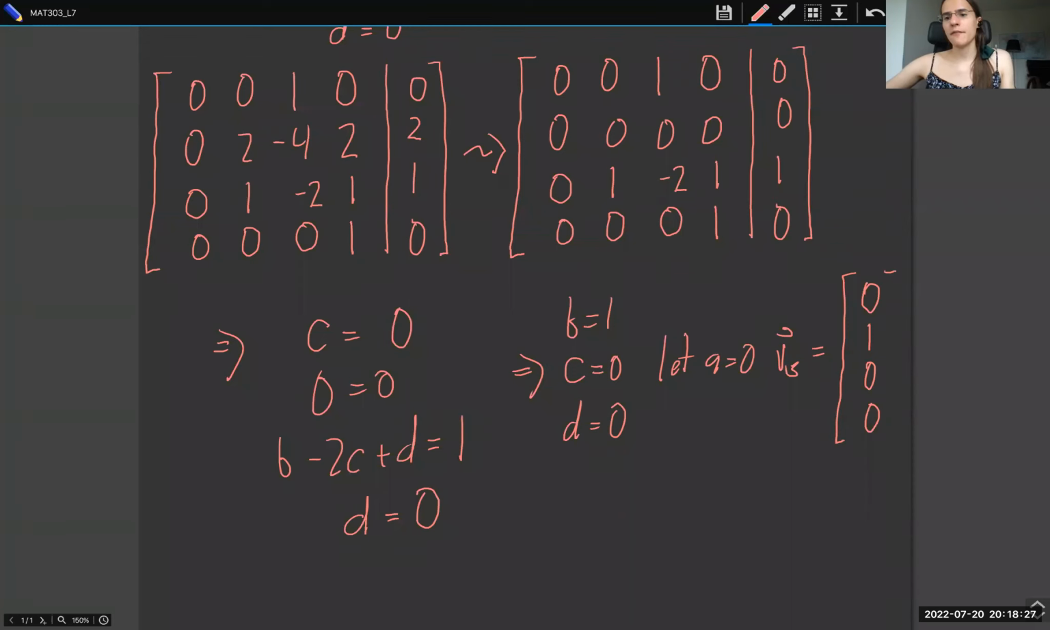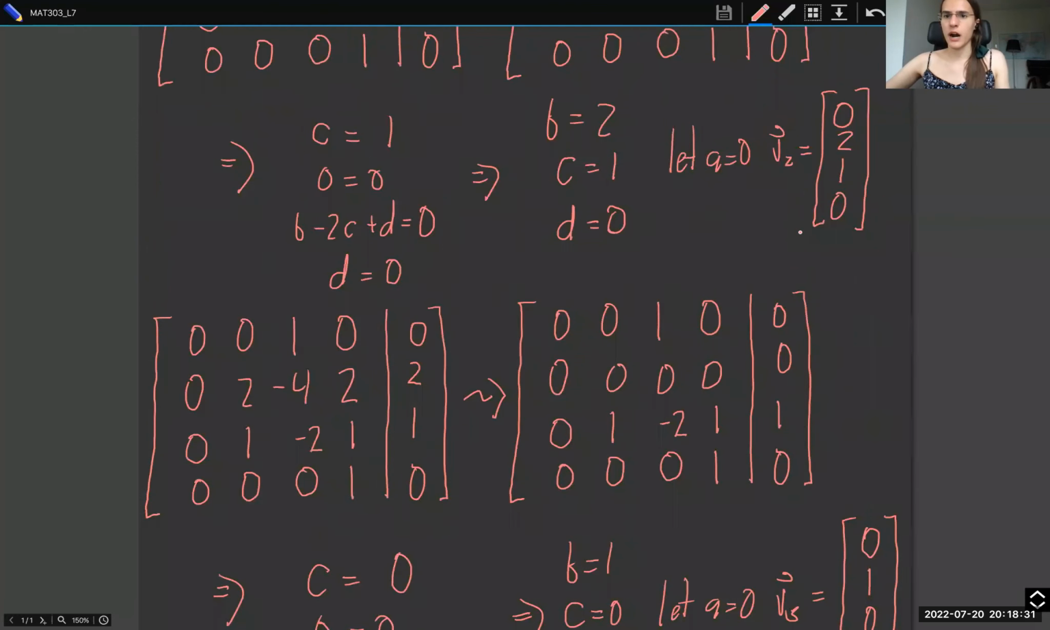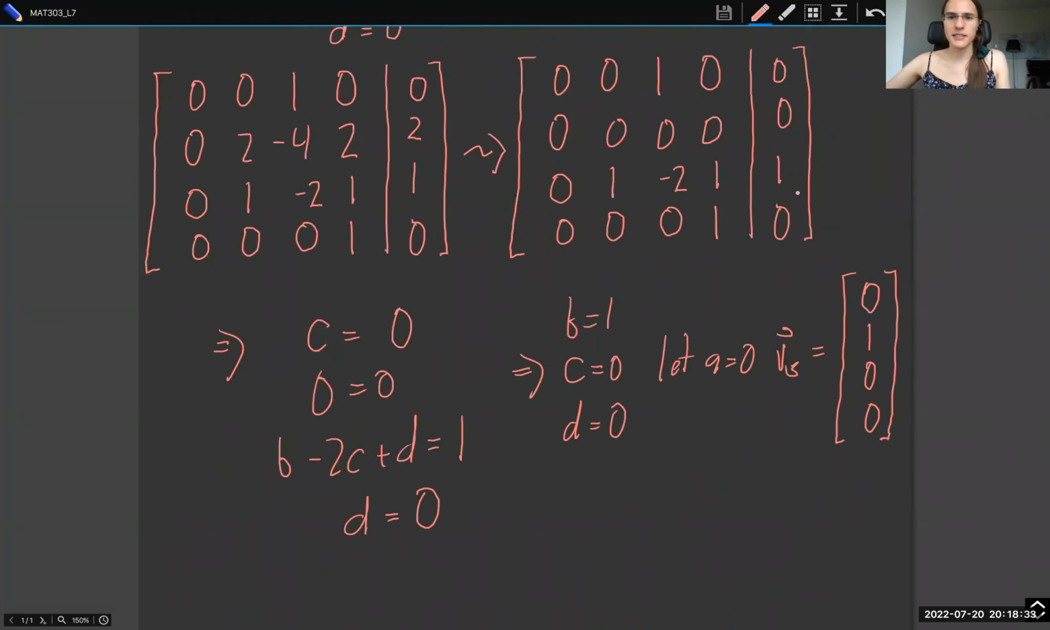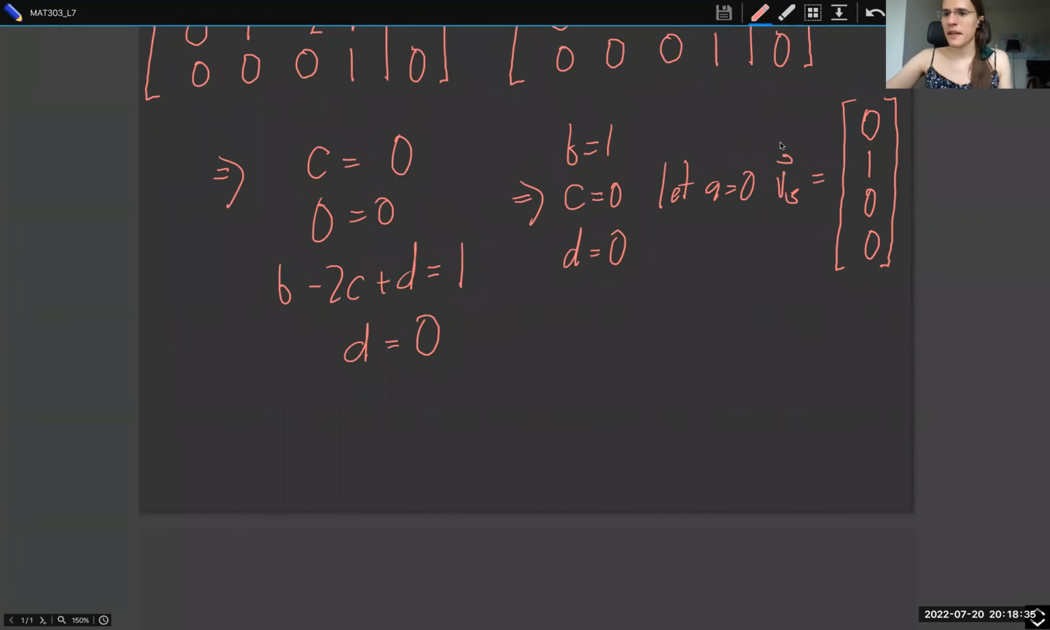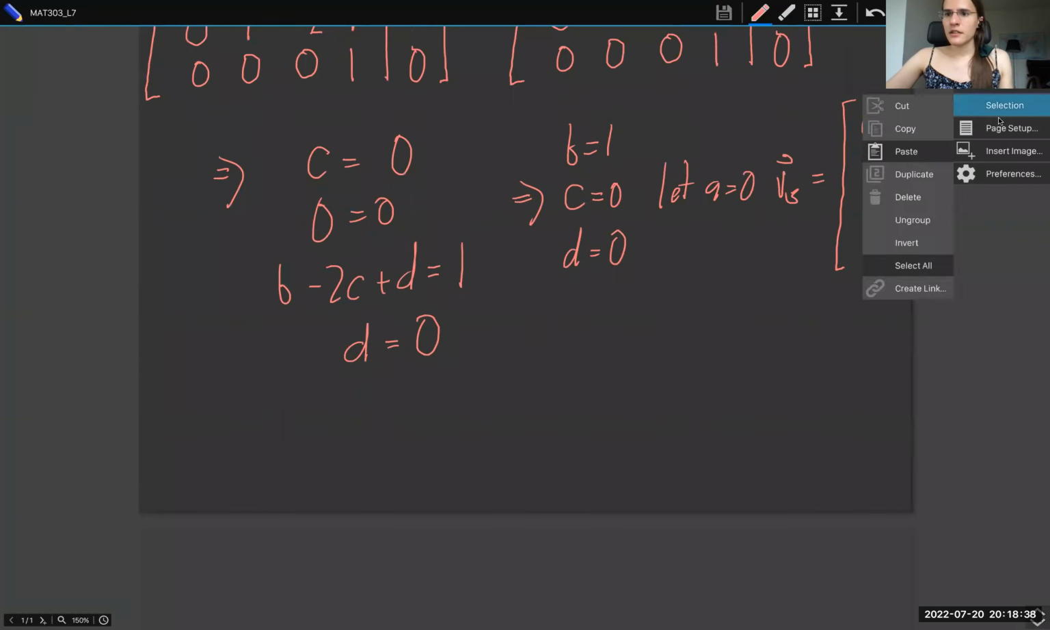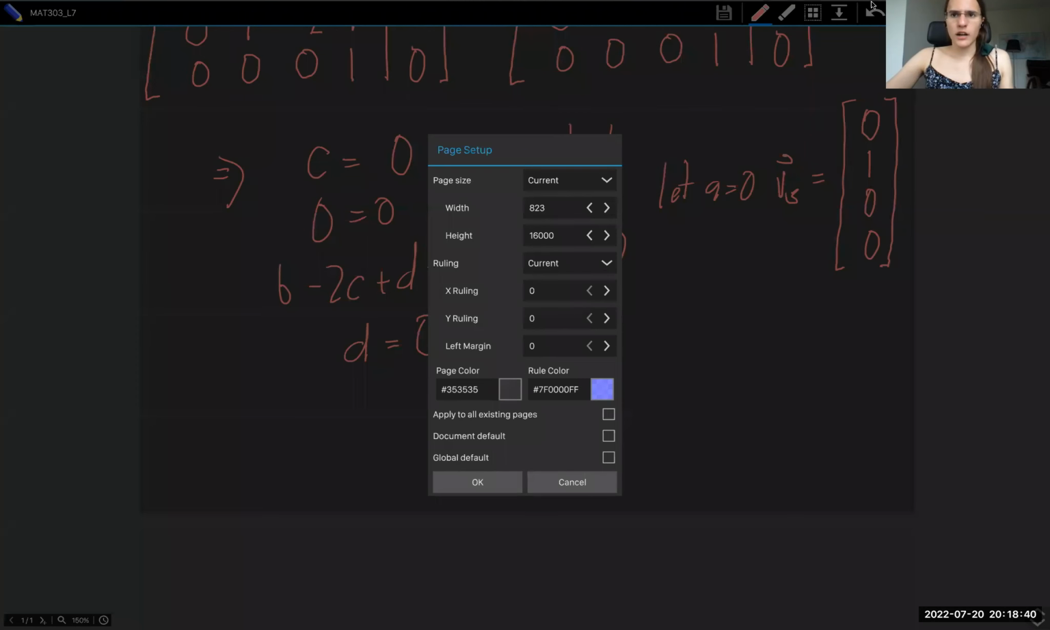So V1 and V3 are sort of nice, but it turned out that V2 had a surprising form that no one expects. But okay. I will do, since I have not 2, 4, let's do 20.